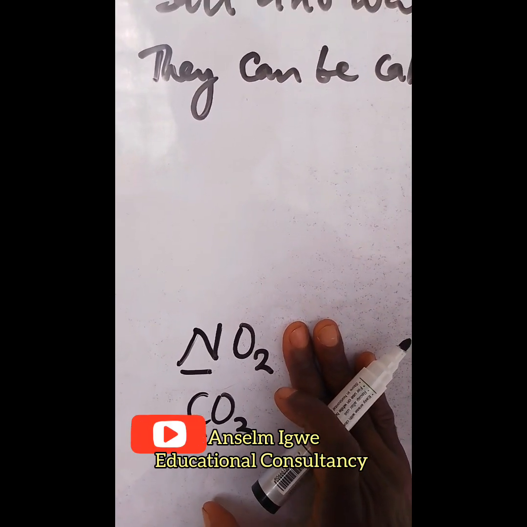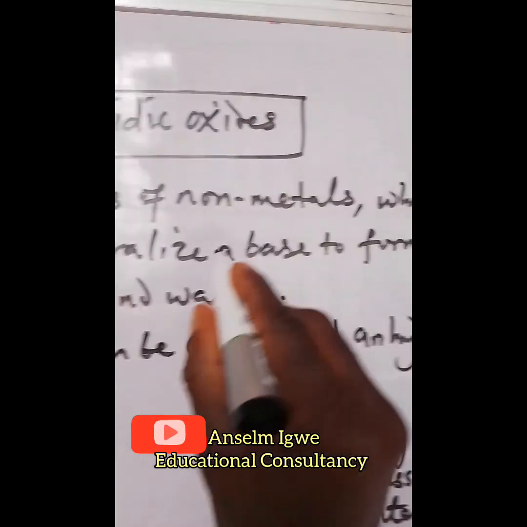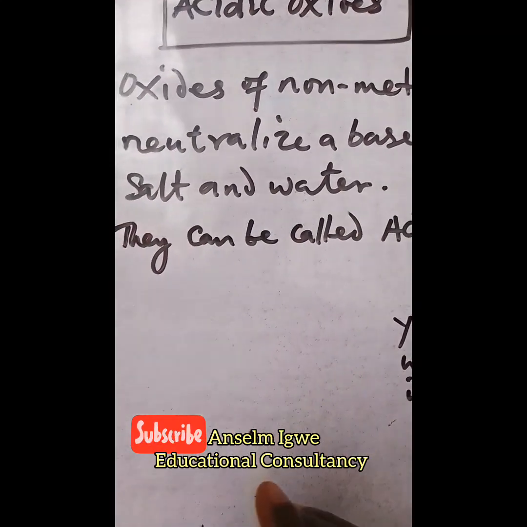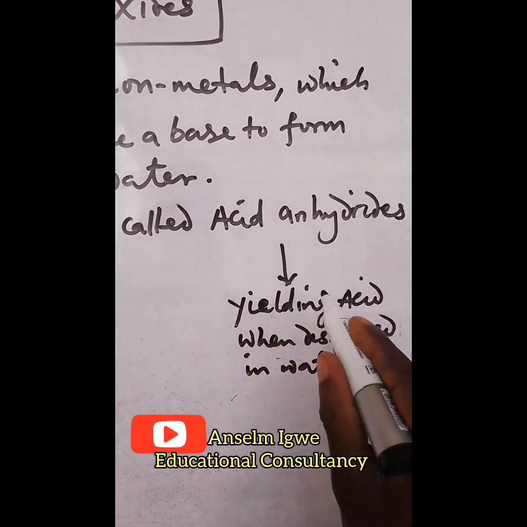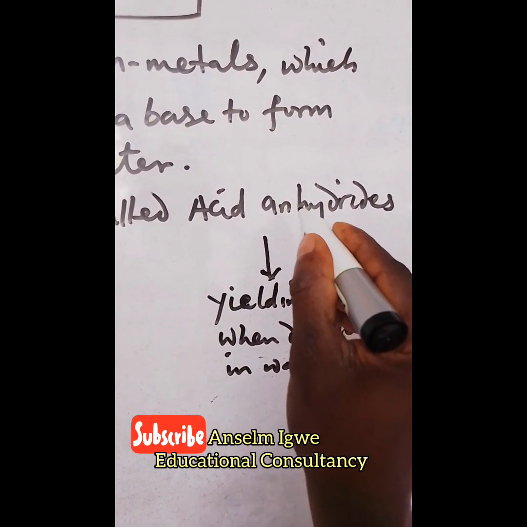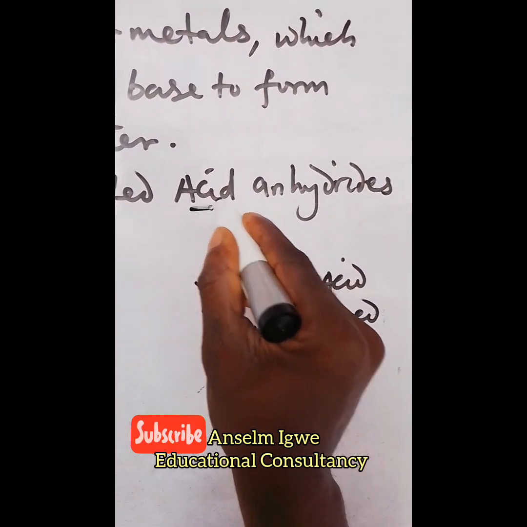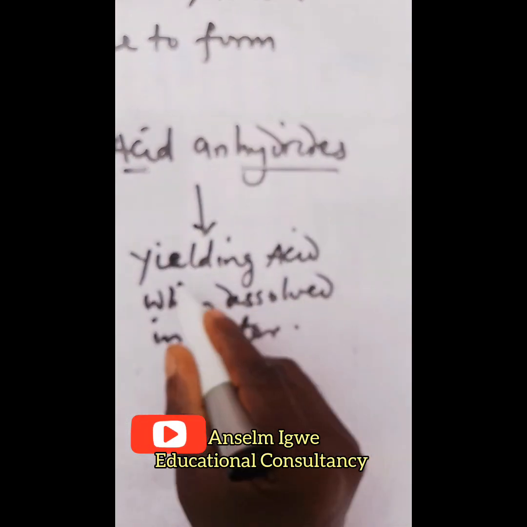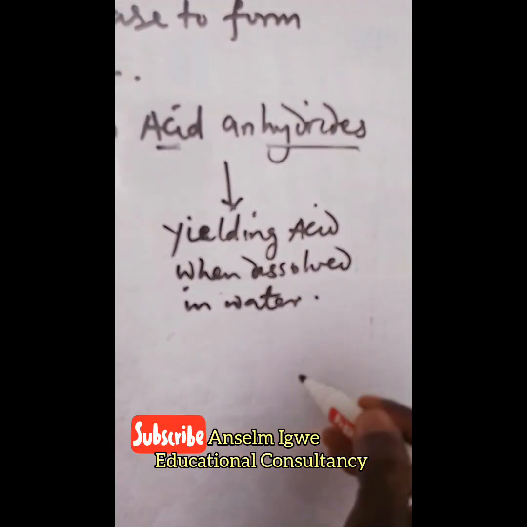Why are they called acidic oxides? Because they neutralize a base to form salt and water. And also, they can be called acid anhydrides. Acid anhydride means any oxide that produces acid when dissolved in water. Hydride means water. So, acid anhydride means yielding acid when dissolved in water.